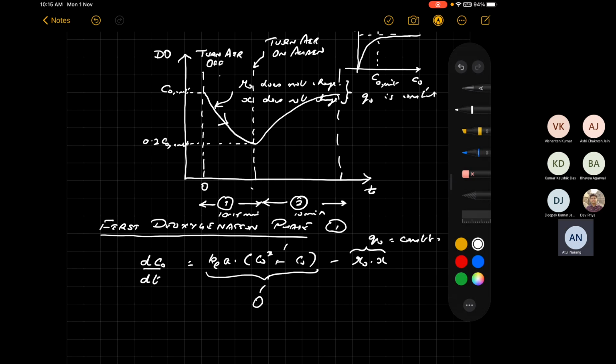The model assumes that as soon as you turn off the air, the supply of oxygen becomes equal to zero. That's what the model assumes. So as soon as you turn the air off, the first term becomes equal to zero because you're not supplying any oxygen.